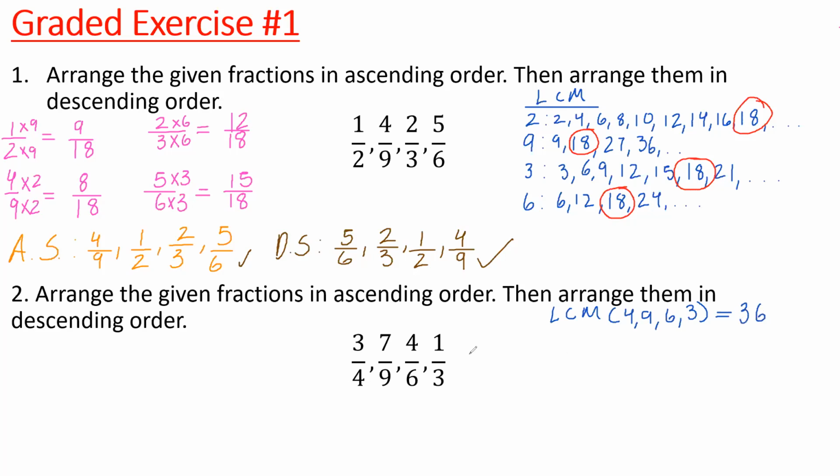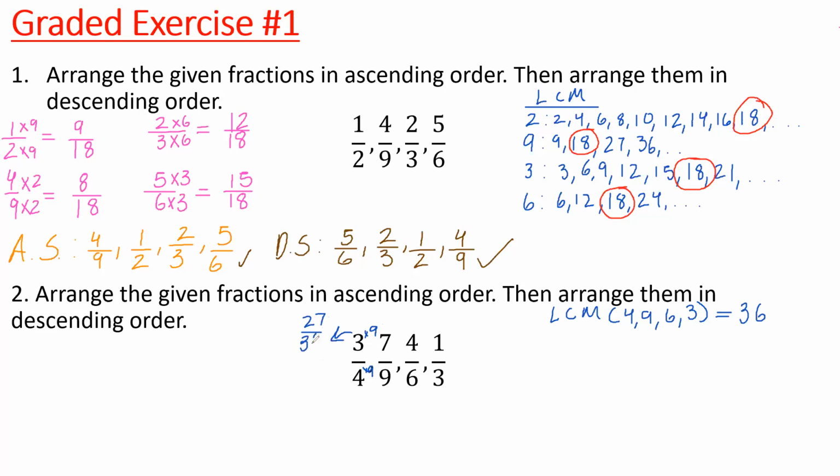So if we were to convert this one, 3 over 4, what do you multiply top and bottom by? We multiply by 9. Very good. And what's your fraction? My fraction is 27 over 36. 27 over 36, very good.